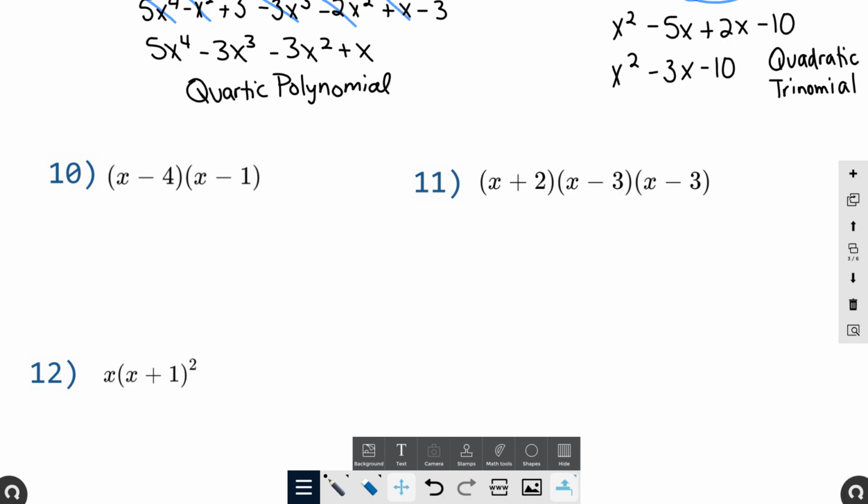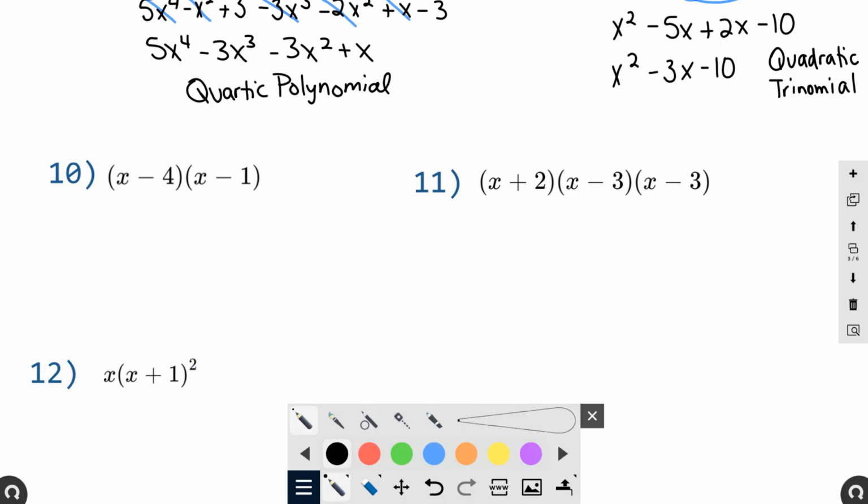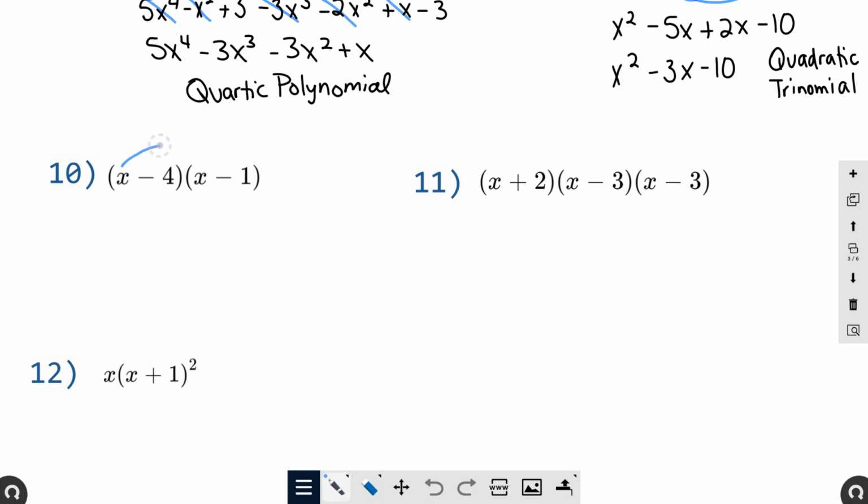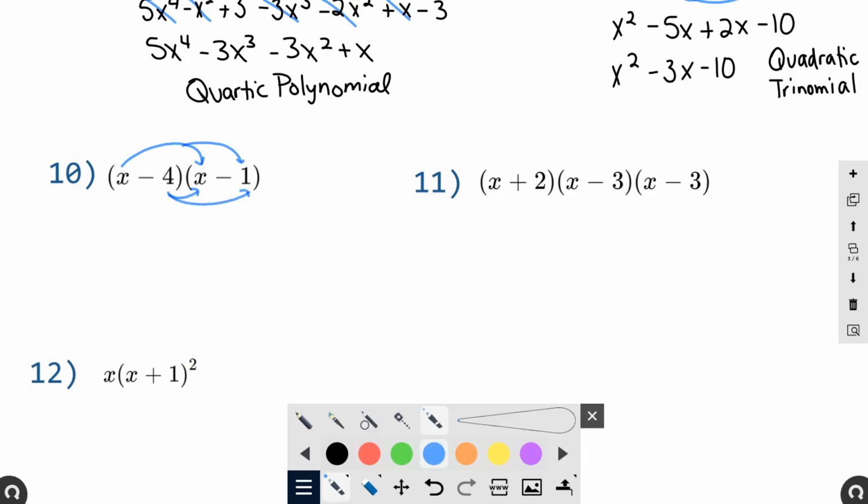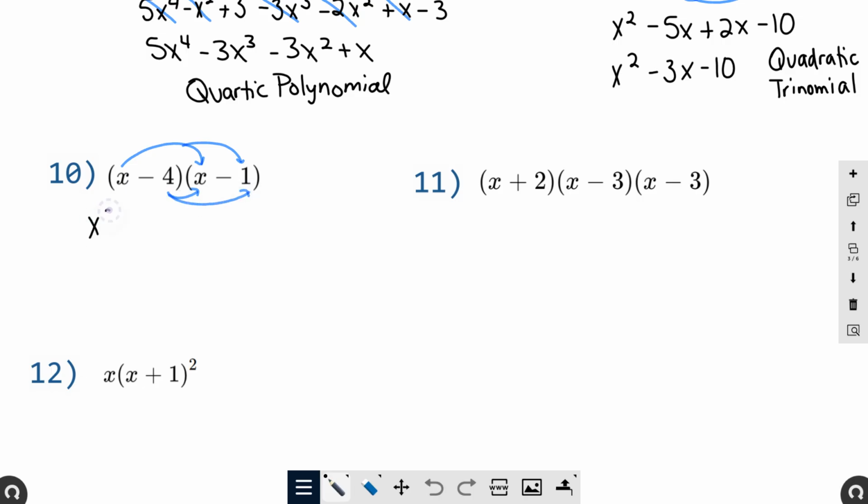Number 10 is pretty much the same. Let's just go through and multiply those again. So we're going to distribute the x and then distribute the negative 4. So what's x times x? X times negative 1. Negative 4 times x. And negative 4 times negative 1. Good. Combine up those like terms in the middle. So we have x squared. And we would name it.